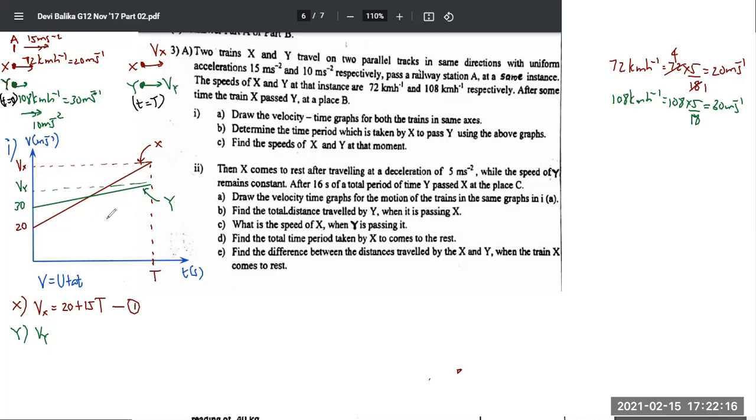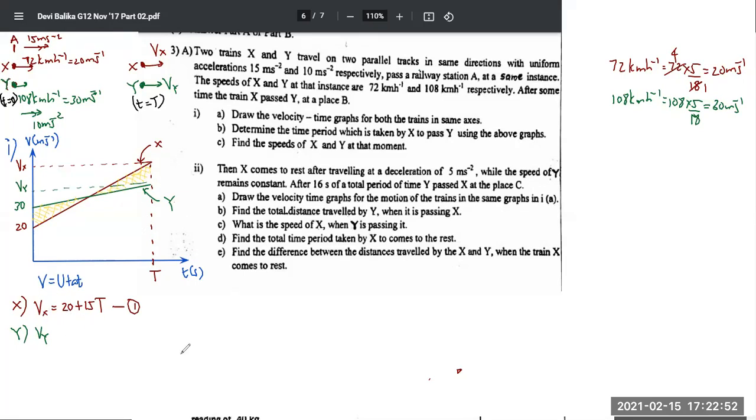You can do the question with the equations or with the graph as well. How do you do the question with the graph? Now, this area and this area must be equal. These two areas must be equal, because the total area under both the curves must be the same, because they have reached the same displacement. You can do it that way as well.